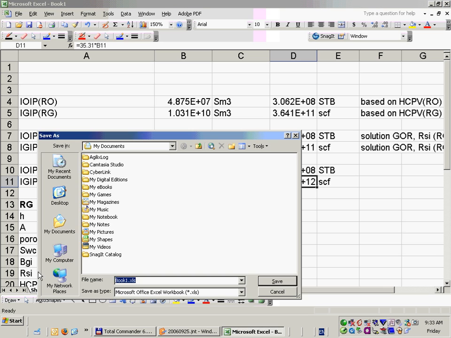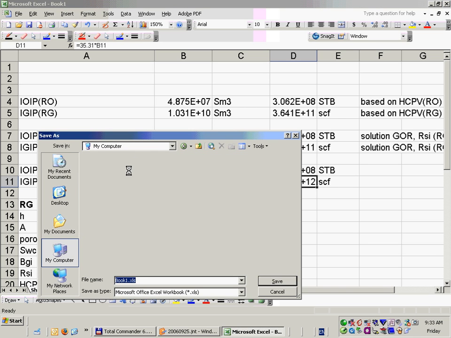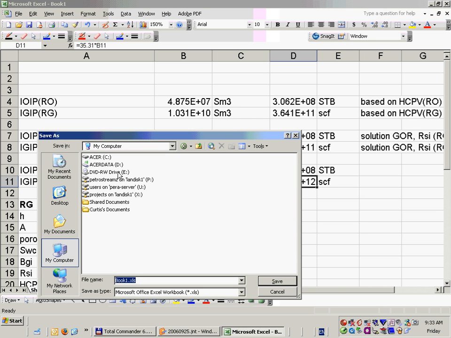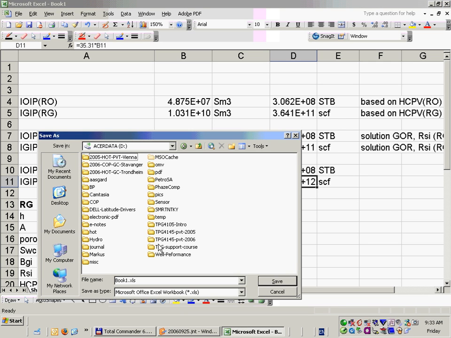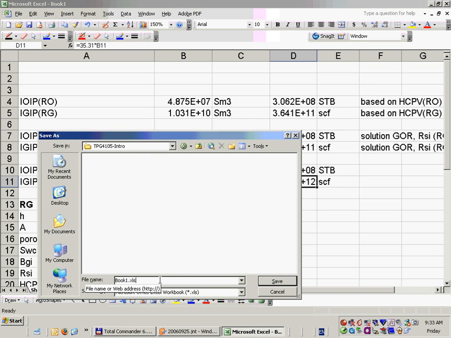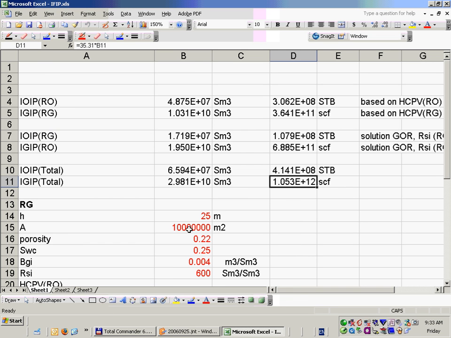I'll save this in the course thing. I'll put this out somewhere on the internet. And this course, I'm trying to get into its learning platform. I don't know who's in control of it yet, but once I get it, I'm going to post. So initial fluid in place, that's the spreadsheet. Then you can go in here and change the numbers.